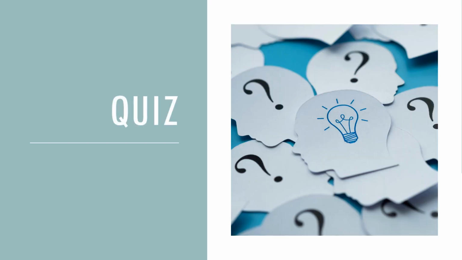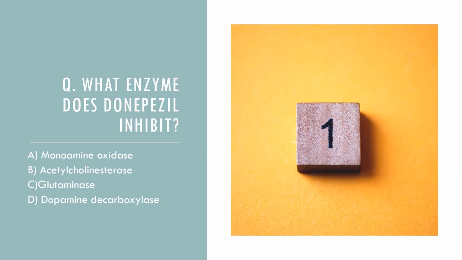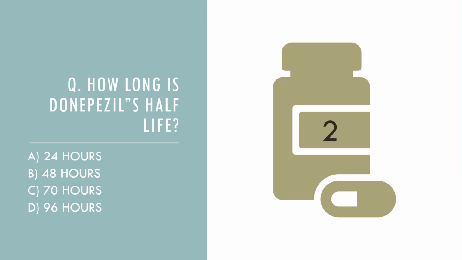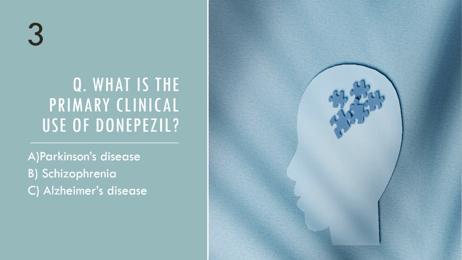Let's have a look at our PowerPoint presentation as a quiz. What enzyme does donepezil inhibit? The answer is acetylcholinesterase. And how long is donepezil's half-life? The answer is 70 hours. What is the primary clinical use of donepezil? It's used for Alzheimer's disease.